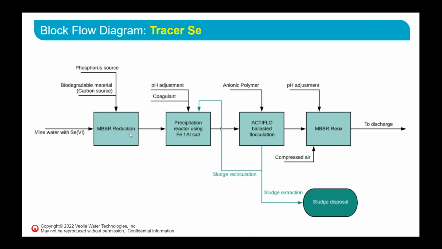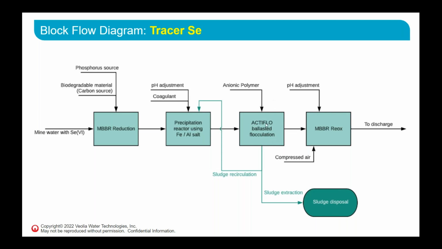Then once the metals are reduced biologically in the MBBR, it goes to a precipitation reactor where there's a pH adjustment, some coagulation using aluminum or ferric salt. There's some surface complexation in there to make sure that the metals are properly adsorbed on the surface of the floc created. Then it goes to a solid-liquid phase separation. So in that particular case, it's an active flow ballasted flocculation.